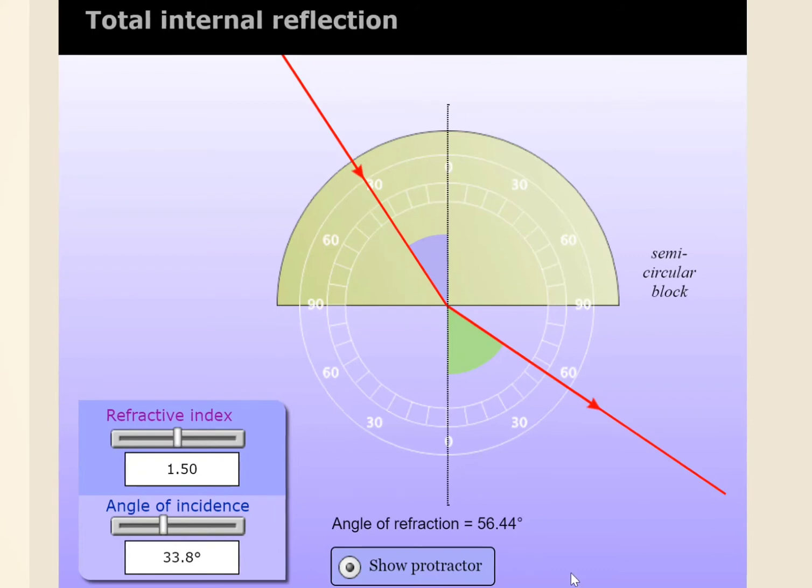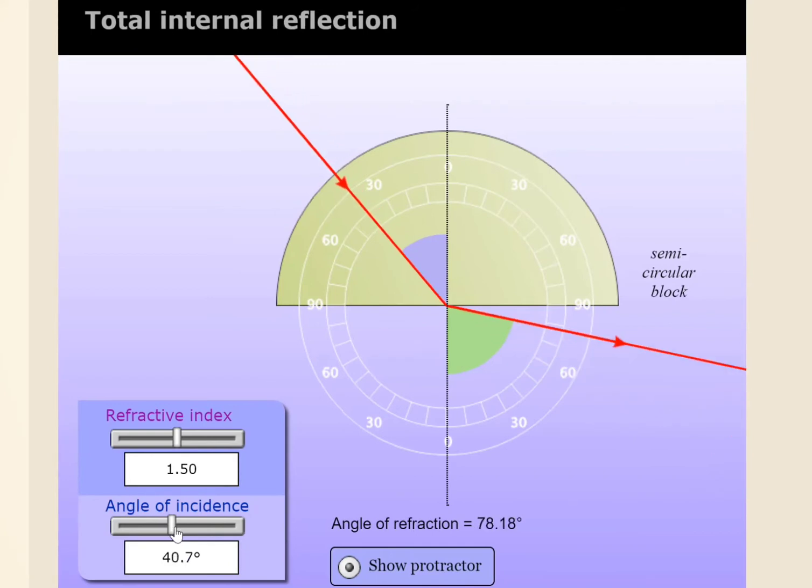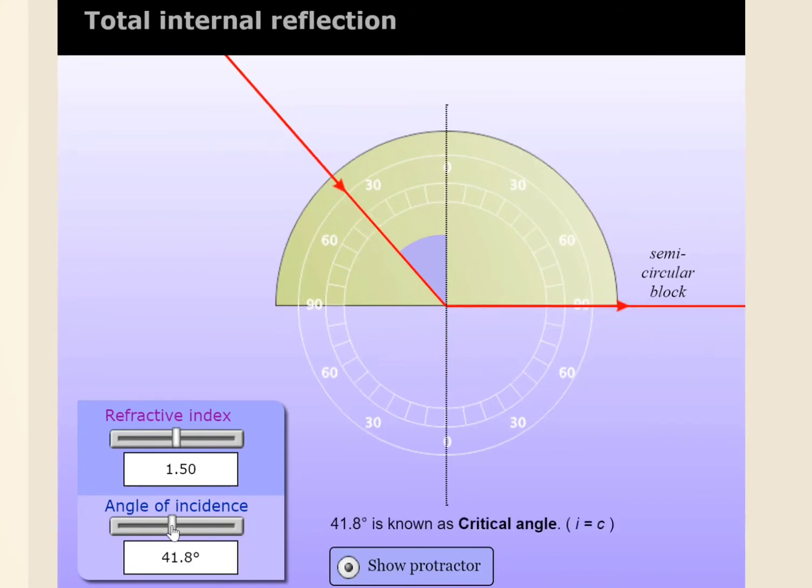Now we are going to increase the incident angle. This one, we want to increase it so that it becomes somewhere around 41 degrees. But before that, from here you see that when we increase the incident angle, the refracted angle will be increased as well. Now we look at what we have.